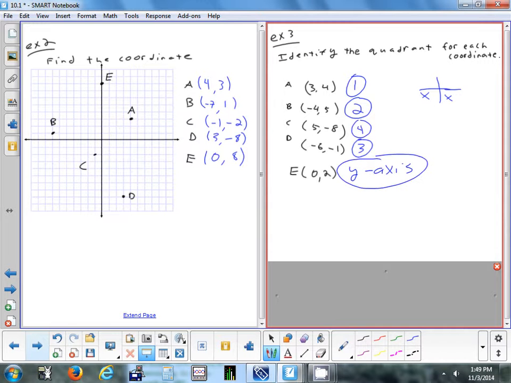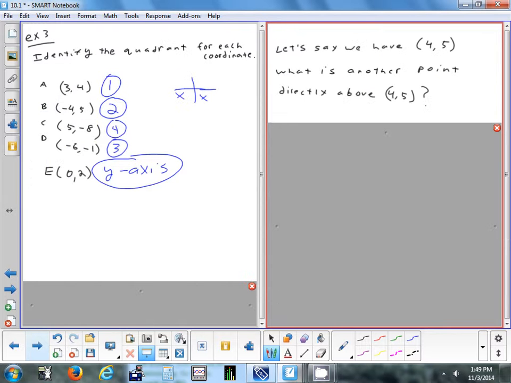Okay, anytime you see a 0, you're not in a quadrant. Okay, you're on the y-axis. Okay, any question on that? No. Okay, so we're almost done 10.1, and then we'll do the section that might be new for some people, 10.2.